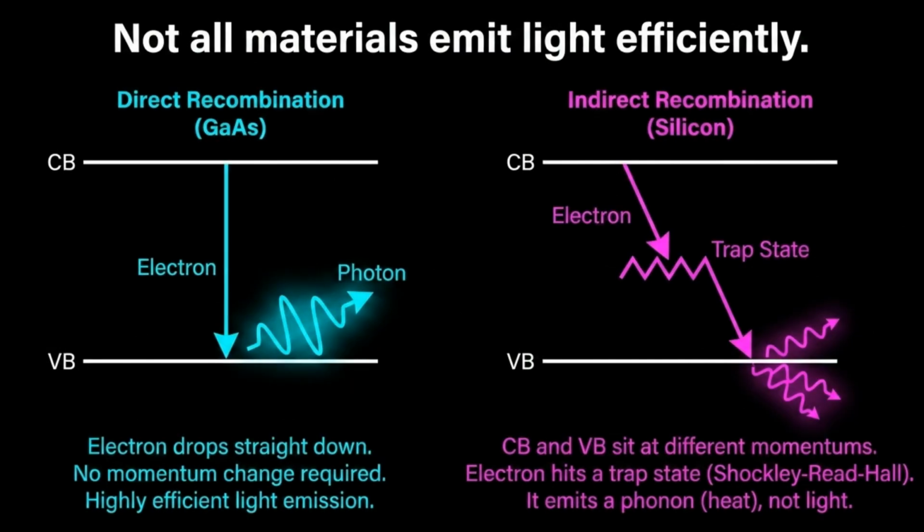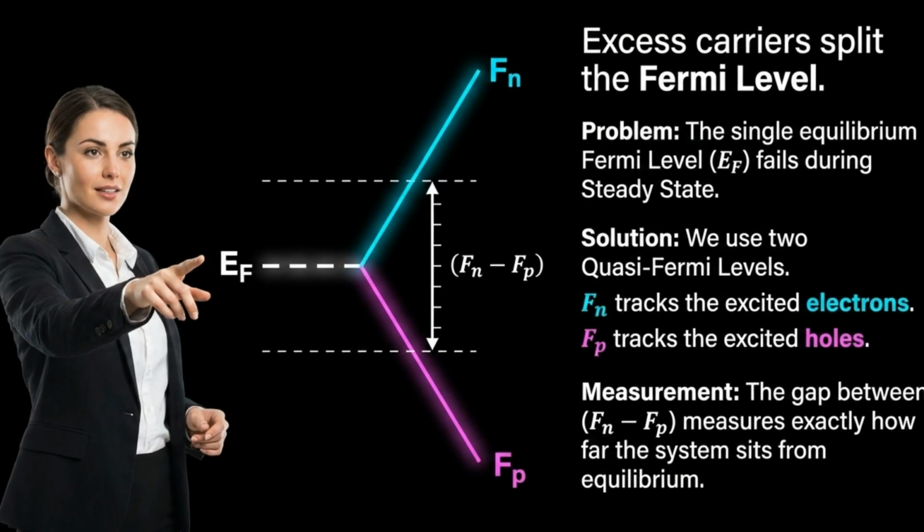Efficiency varies by material. Direct recombination materials like gallium arsenide emit light efficiently, whereas indirect materials like silicon typically release energy as heat. When excess carriers are present, we use two quasi-Fermi levels to track excited electrons and holes separately, allowing us to measure how far the system is from equilibrium.